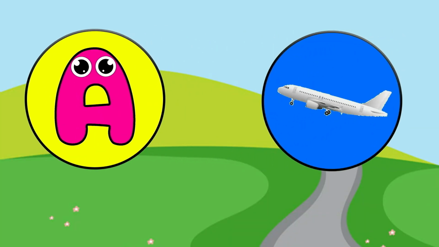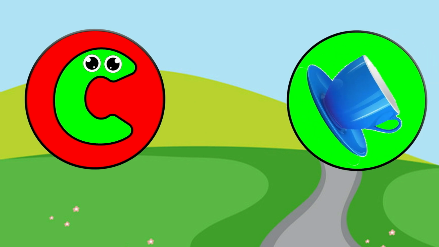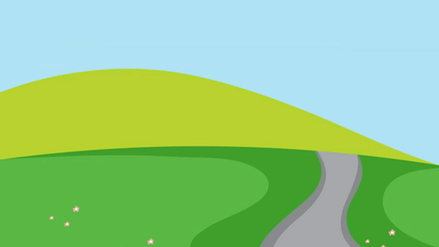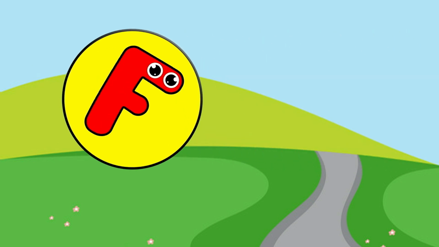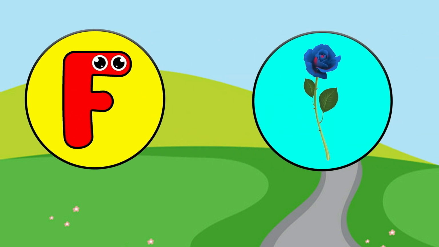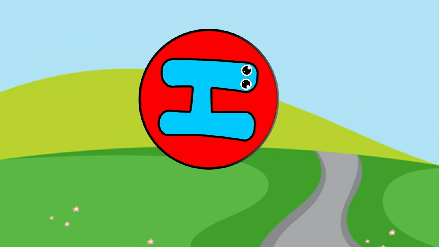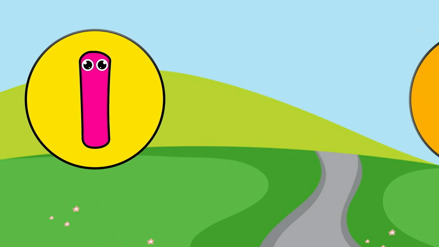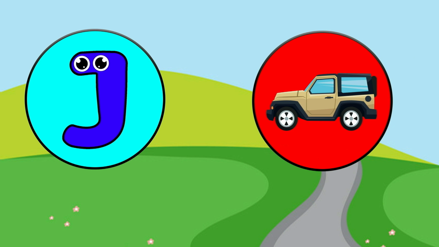For airplane. B is for bed. C is for cup. D is for drum. E is for egg. F is for flower. G is for guava. H is for hen. I is for insect. J is for jeep.